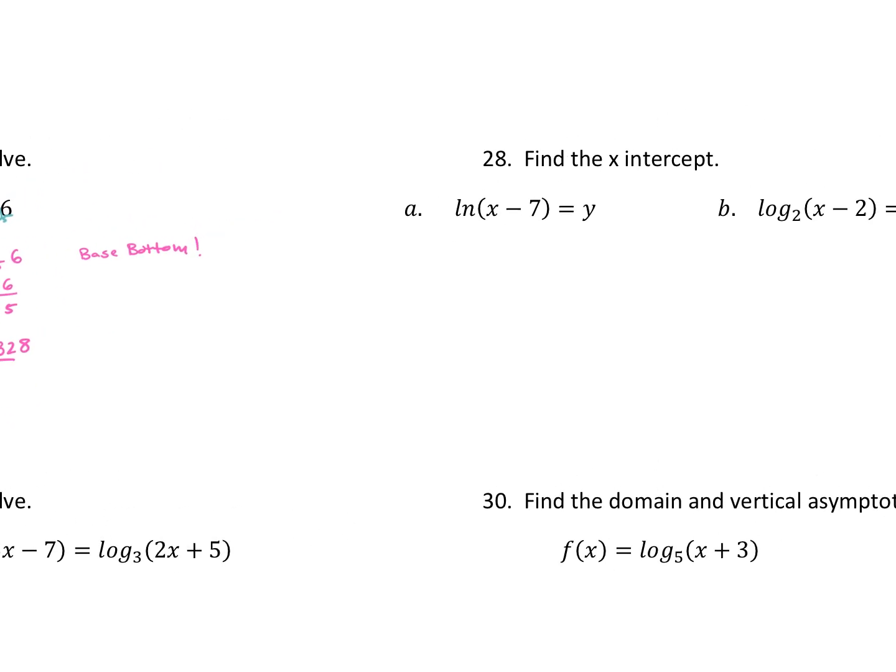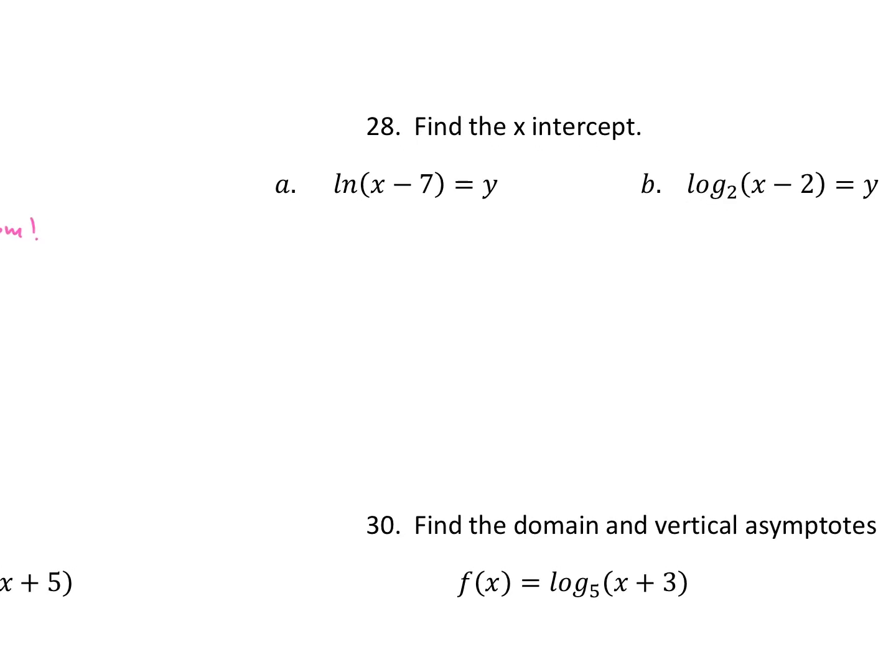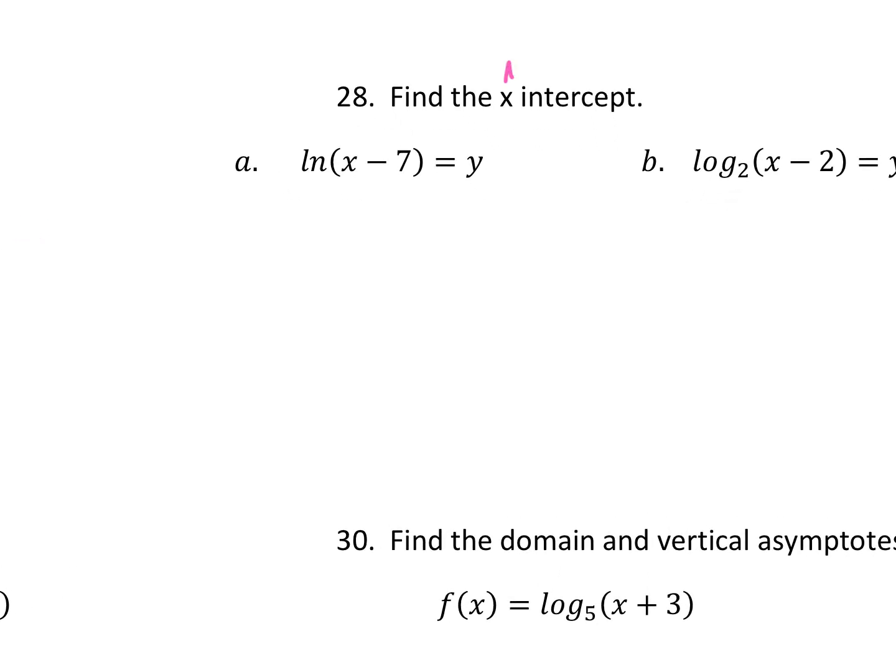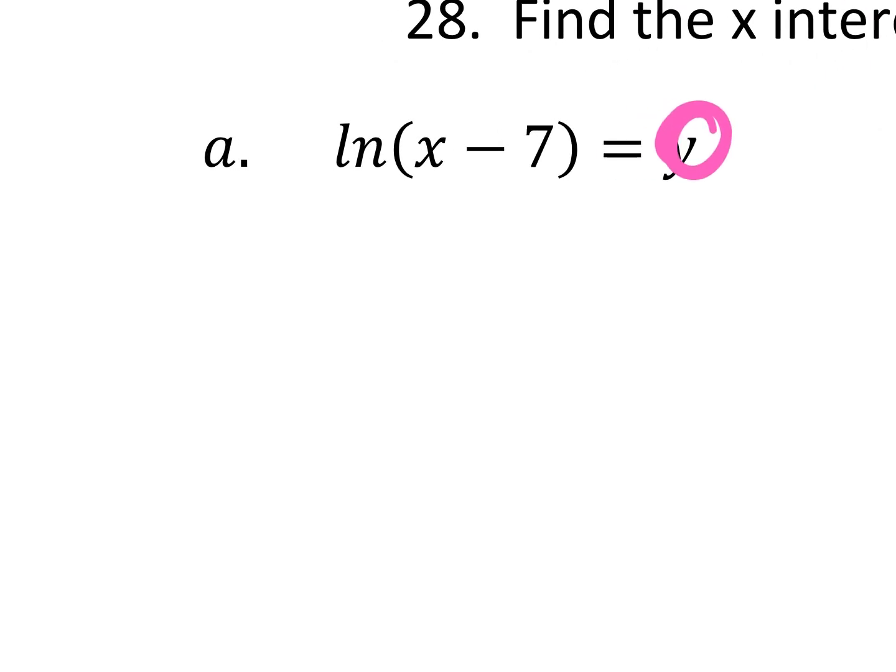Let's do 28. So we want to find the x-intercept. X-intercept, we make y 0. So I made y 0 here. To solve, how could we get rid of the ln? What will cancel out with an ln? e, we make the big base e on both sides. So e to the power of ln will cancel. We're left with x minus 7 equals e to the power of 0.